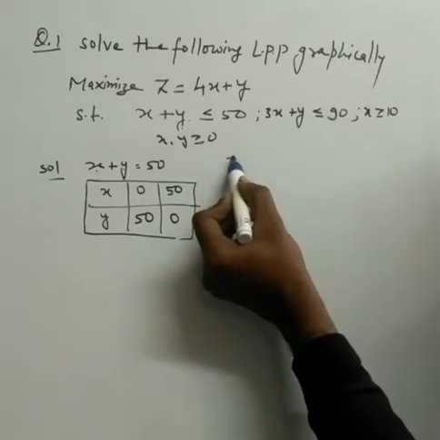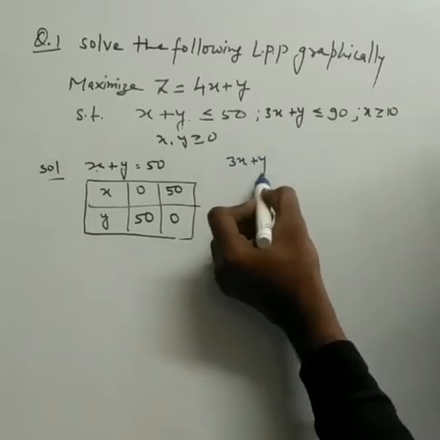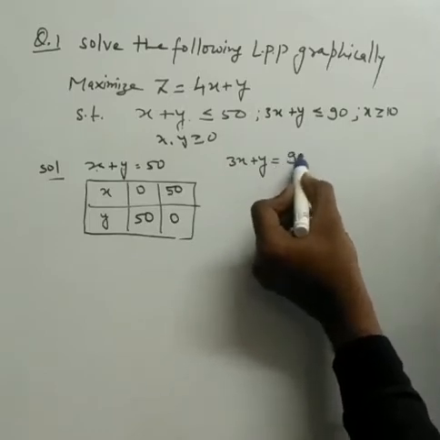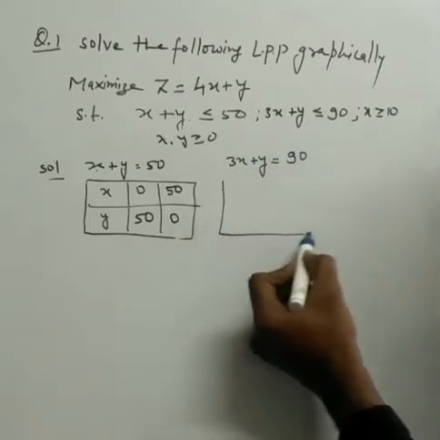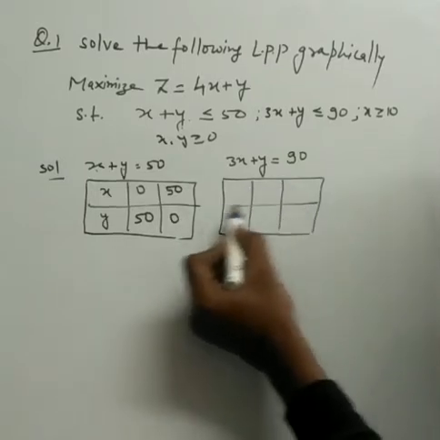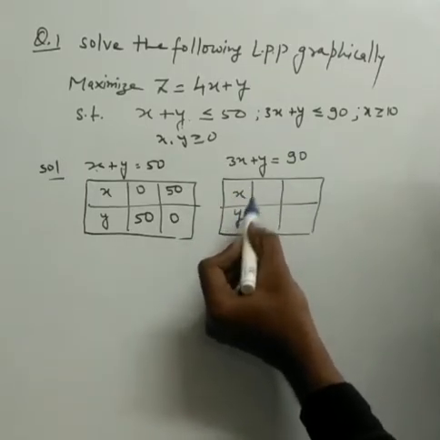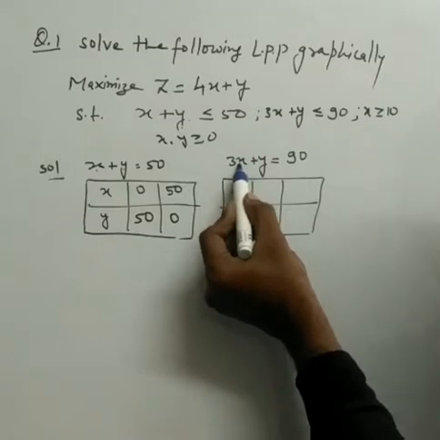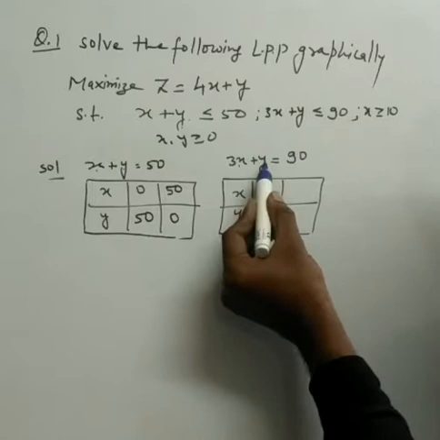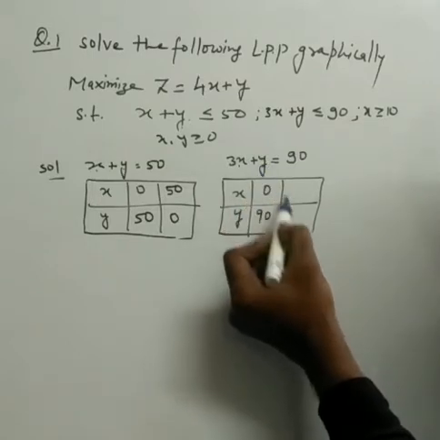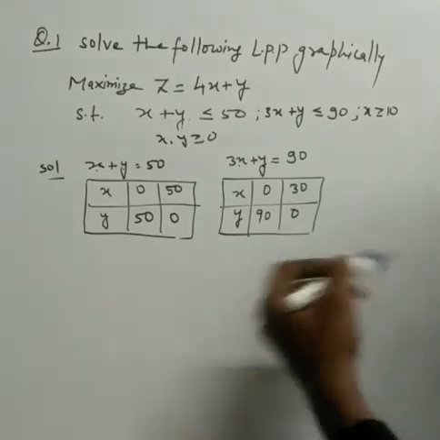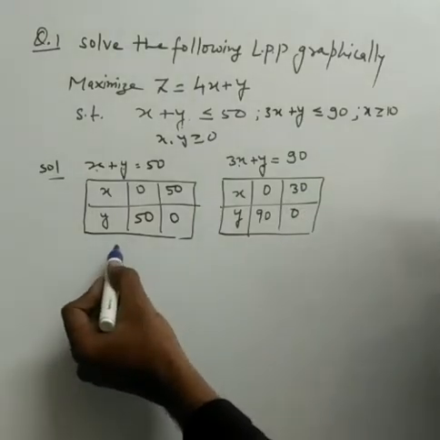Now the second constraint is 3x plus y. Here we take the equal sign and 90. With x and y, if we put x equal to 0 here, y is 90. And if we put y equal to 0 here, x will be 30. Now we draw the graph of this.